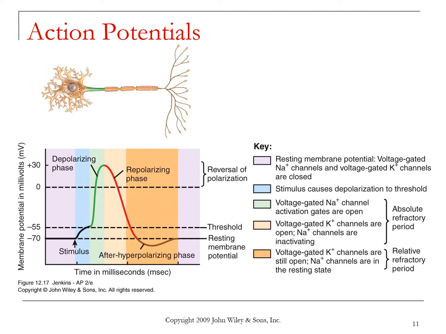Often, these membranes experience hyperpolarization, where they overshoot the resting membrane potential value of minus 70, might dip all the way down to minus 90. But then we have that after-hyperpolarizing phase where the voltage-gated channels close and the sodium-potassium pumps that are always working move sodium back out of the cell into the extracellular space and move potassium into the cell, restoring the resting membrane potential values.